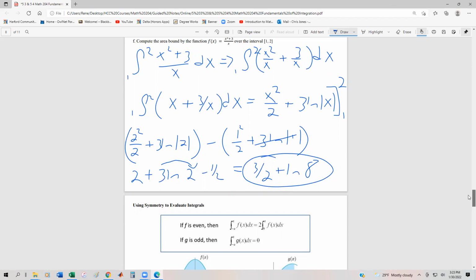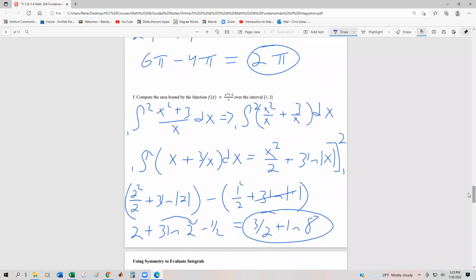We have one last section where we're going to explore the idea of how we can use symmetry to help us evaluate definite integrals.